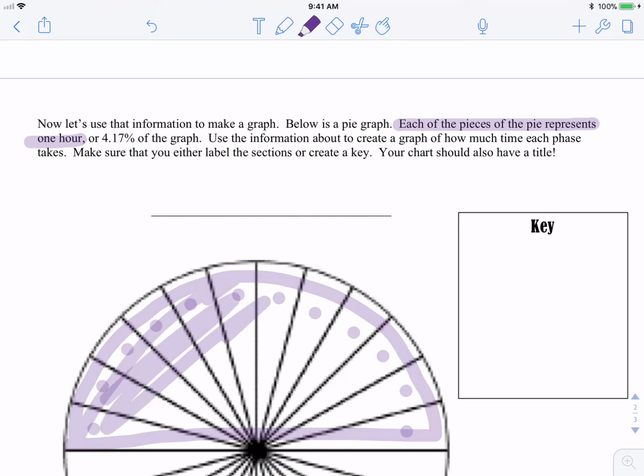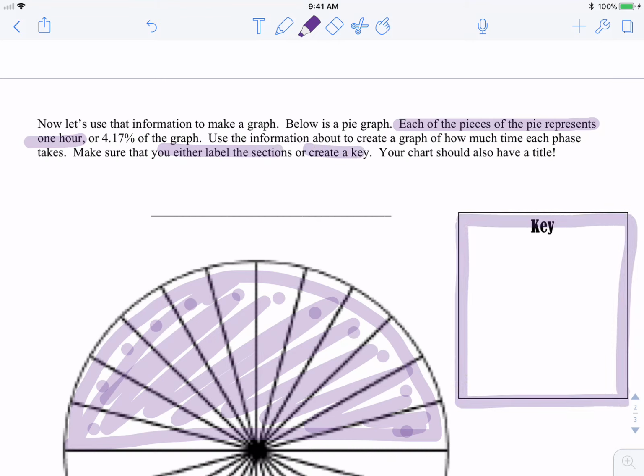So I would color all of this in ever so beautifully, and that whole chunk would represent interphase. You're going to have to approximate a little bit as you're working through this, but you should get each of the phases onto the puzzle. Now, because you're putting multiple pieces of information, you need to either label the sections or create a key. We've got information for a key right here. And since this is a graph, you need to have a title. Put your title right there.